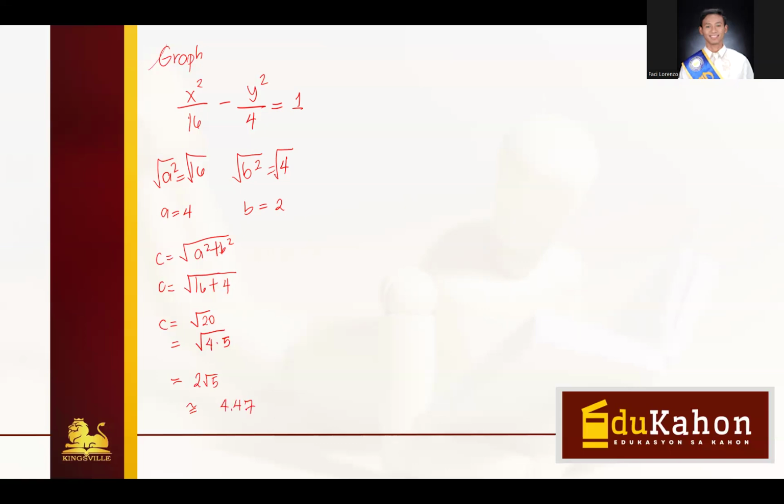So c is just the distance of your focus to your center of the hyperbola. Since this is horizontally oriented and the center is on the origin, we know that the center is 0, 0 because the value of h and k here is not given. So automatically the equation has a center of 0, 0. Let's try to construct a Cartesian plane.